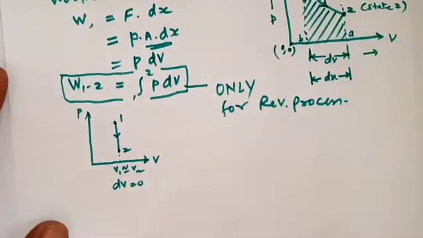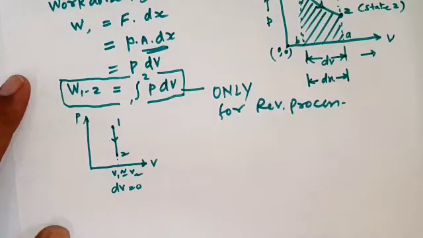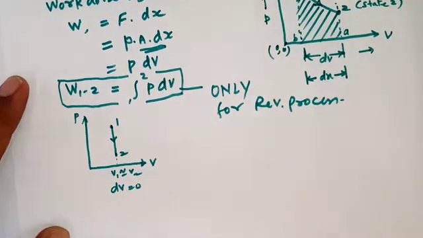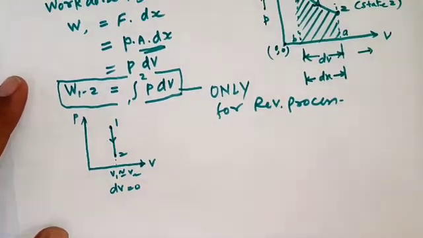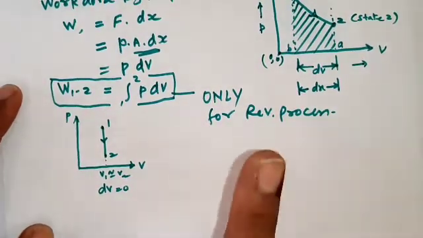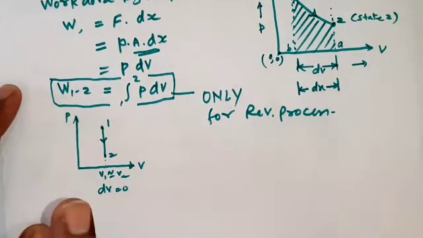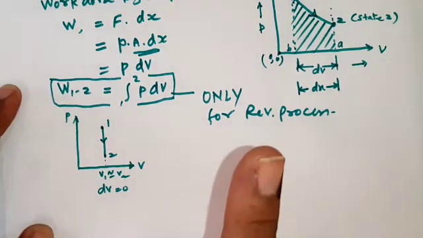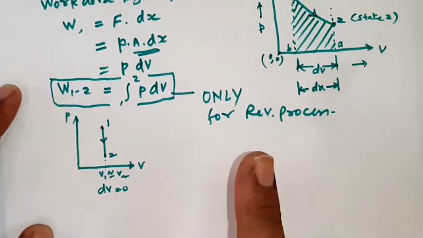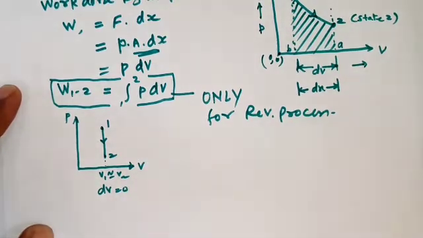So first condition, system should be enclosed, should be a closed system. Okay, second condition, process must be reversible, and third, expansion will be positive and compression will be negative.